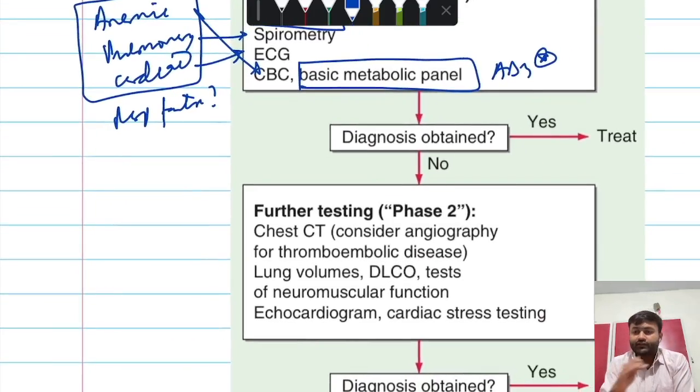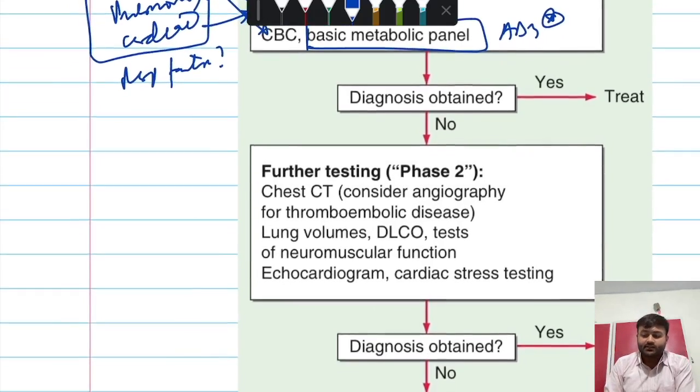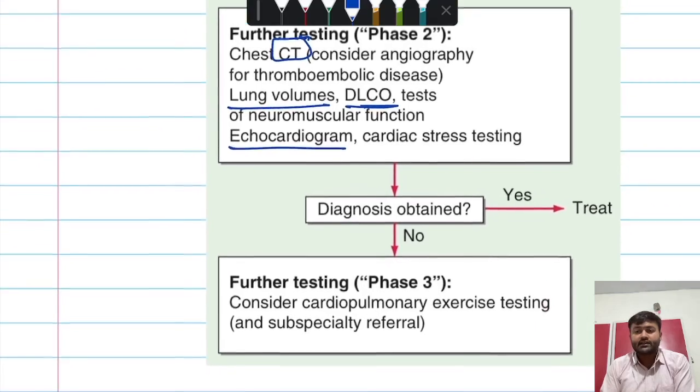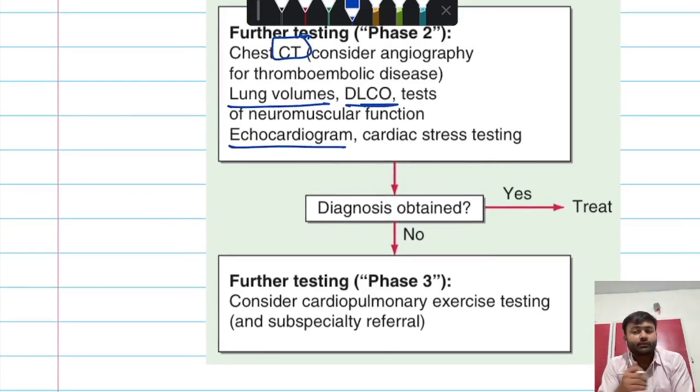After that, if these initial investigations do not reveal a diagnosis, then think of enhancing the diagnostic testing, and now you can use CT scan. You can go for advanced pulmonary function testing, so you can obtain lung volumes. You can go with DLCO. You can also go with an echocardiogram if needed, if you are considering a cardiac etiology. And obviously if you are unable to make the diagnosis even on the basis of these tests, then you have to go for CPET, that is, cardiopulmonary exercise testing.